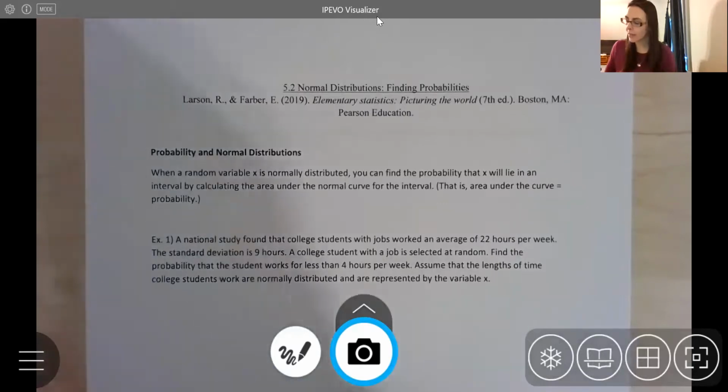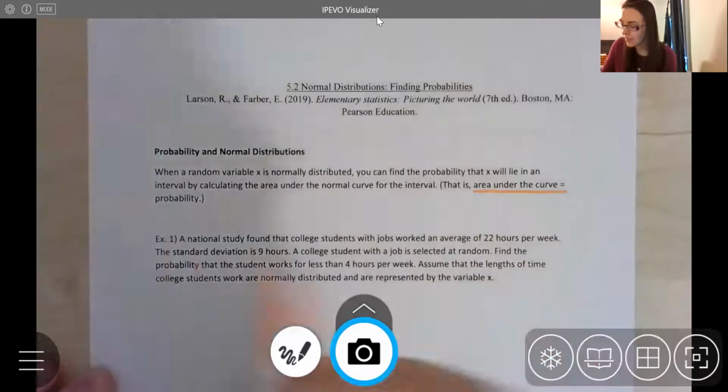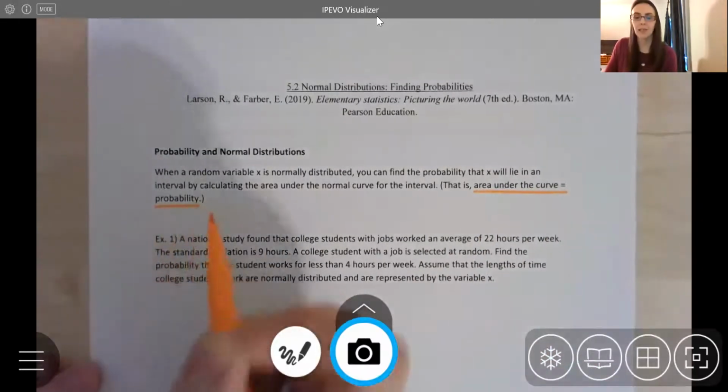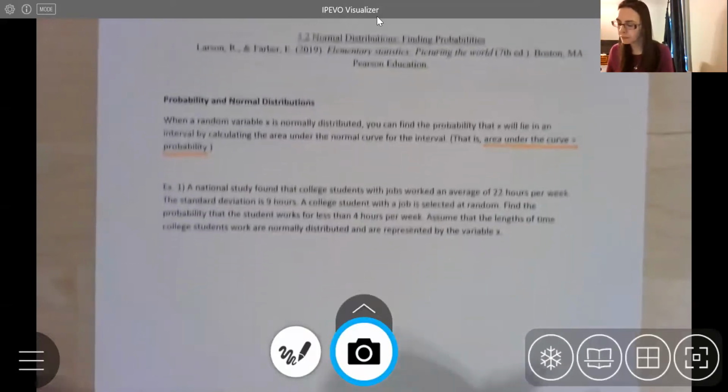And I've mentioned this a few times, but it's really important. The area under the curve is the same thing as the probability. So in the last section, we were finding these areas, we were actually finding probabilities. So those two ideas can be interchanged here. If you know the area, then you know the probability, and vice versa. So let's do a couple examples.